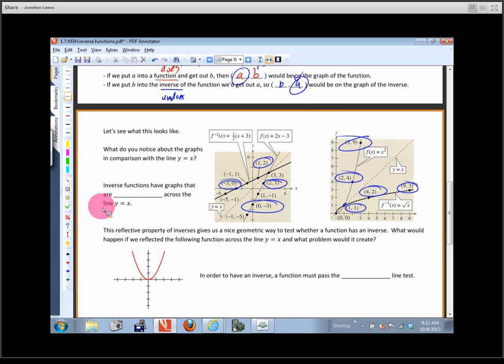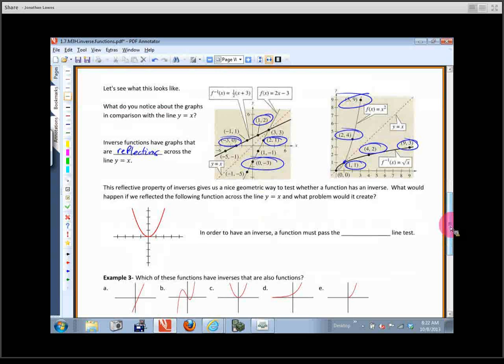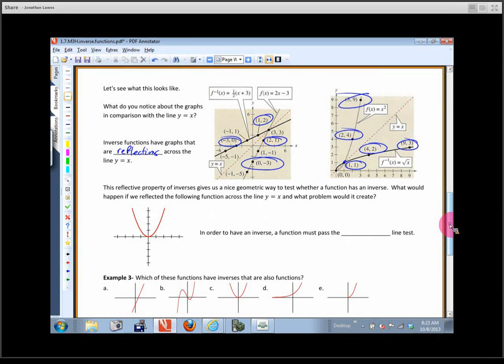They're symmetric about that line. You could fold it along this line. So in other words, they are symmetric, or they are reflections across the line y equals x. Okay? So if you ever want to graphically look at two functions and see whether or not they're inverses of each other, they should be reflections across the line y equals x. Okay. Raise your hand if you've seen that before. Inverses should be reflections across the line y equals x. Okay. About a third of you, so some of you have seen this before.